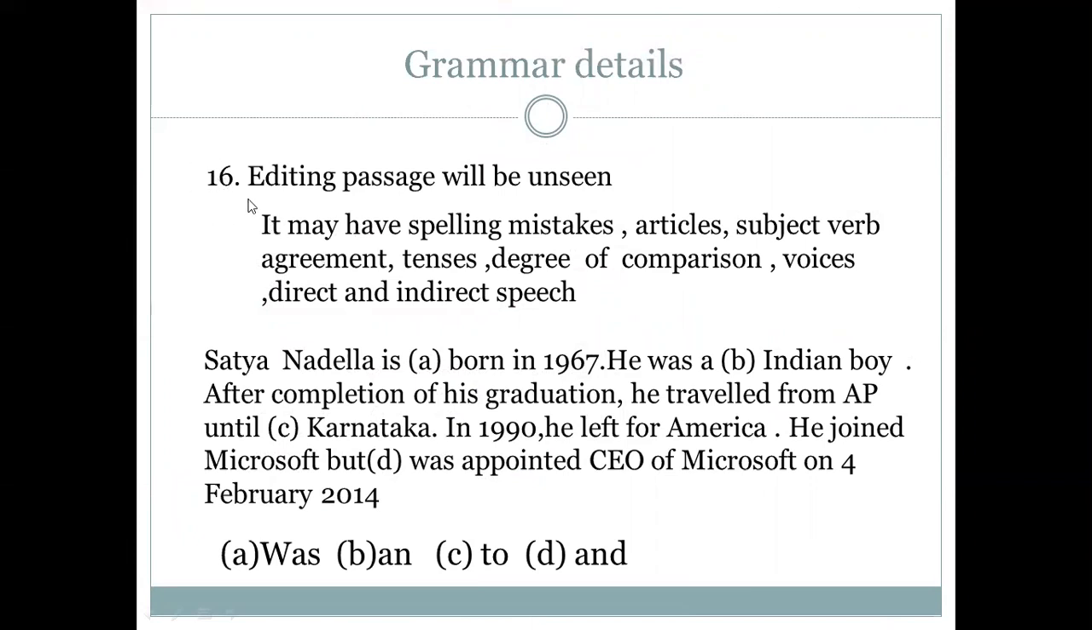So the 16th item is the editing passage, which will come from an unseen passage. It may have some spelling mistakes, articles, subject verb agreement, tenses, degrees of comparison, voices, direct and indirect speech.